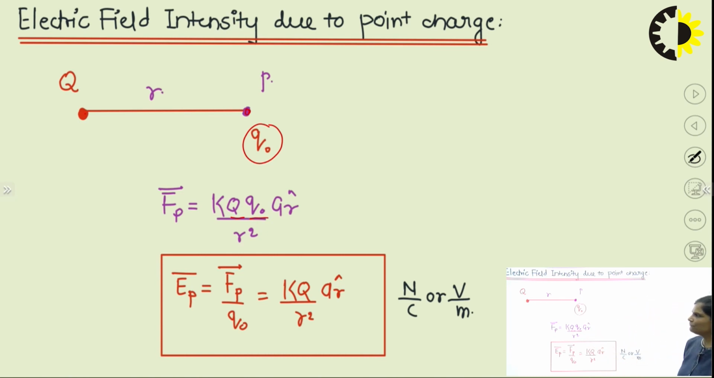And if you want to find the electric field intensity at this point P, that is F upon Q naught. So put the value of Fp, the force at point P, and divide it by Q naught, that is equal to KQ unit vector of R upon R square. The unit of electric field intensity at point P is Newton per Coulomb or volt per meter.